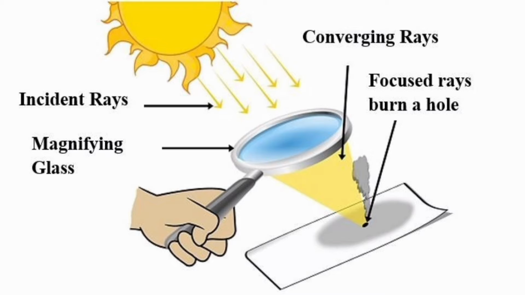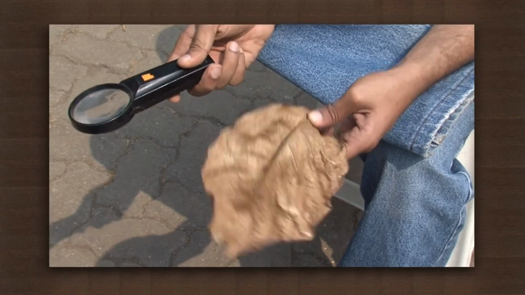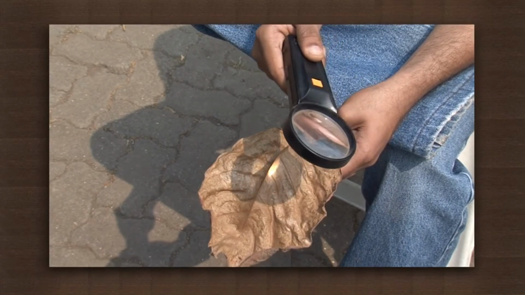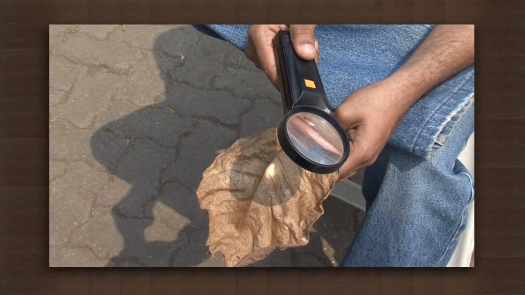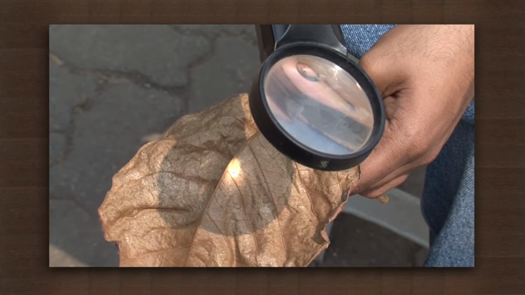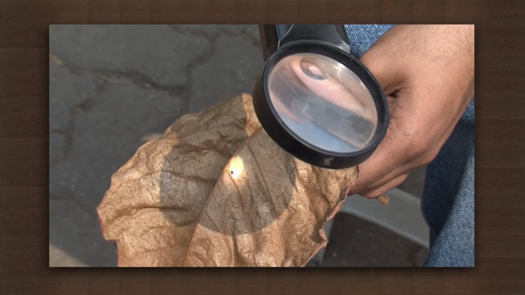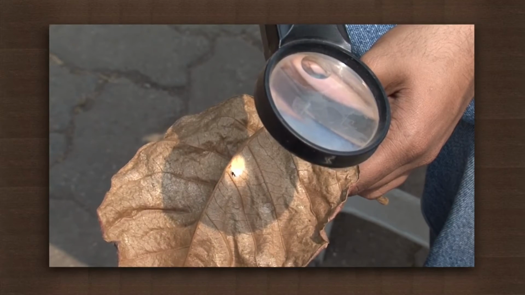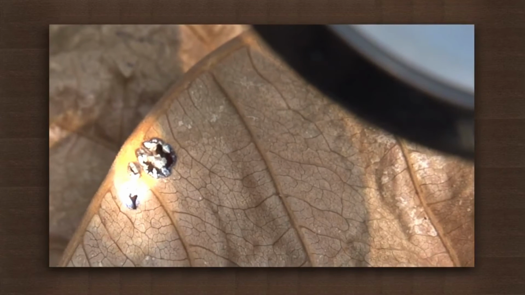We can easily understand the converging nature of convex lens through a simple activity. For this activity, let us take a magnifying glass and a dry leaf. Hold the leaf under the magnifying glass in such a way that the sun's light directly falls onto the leaf. You can observe a bright spot on the leaf. This bright spot is the point where the sun's light is converged by the magnifying glass or by the lens. It is also observed that at this point where the bright spot is created, the leaf starts burning.